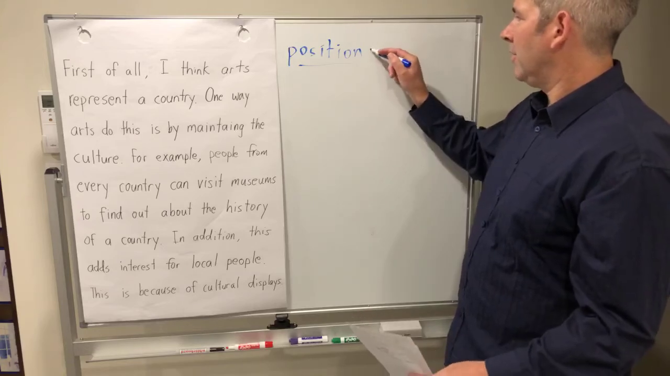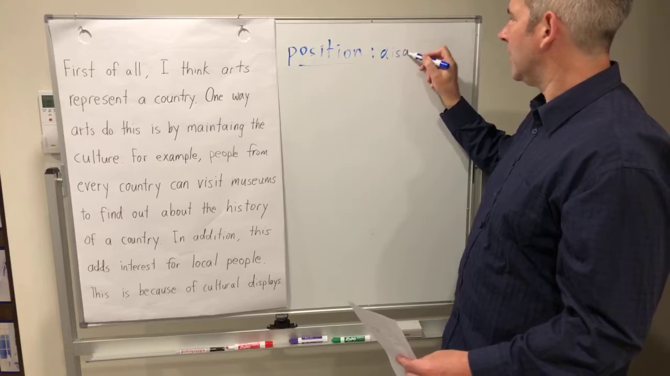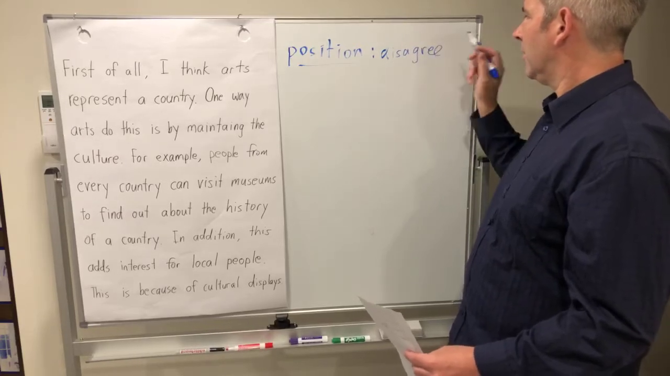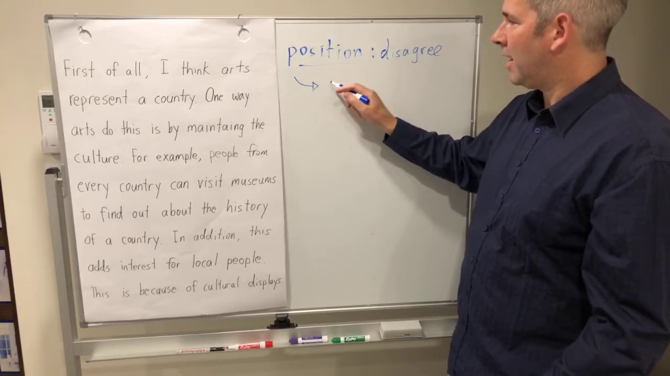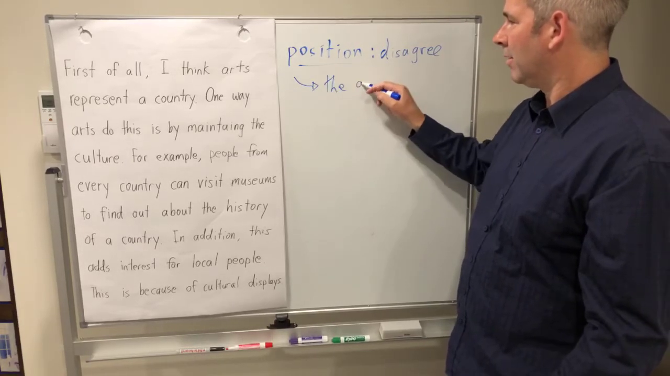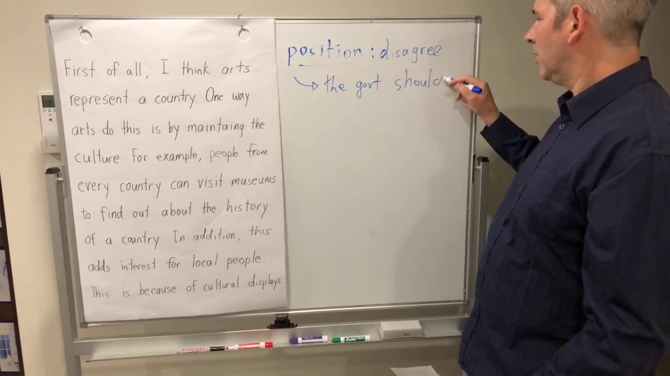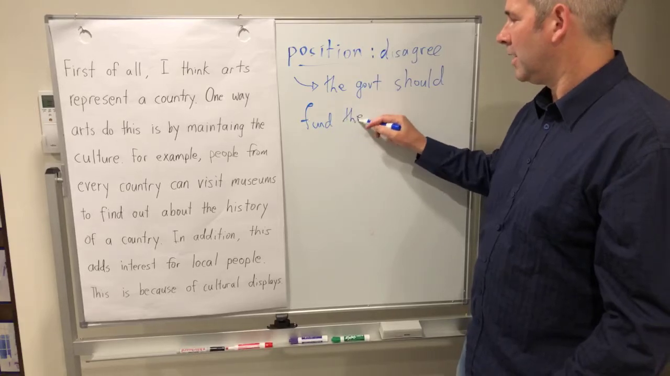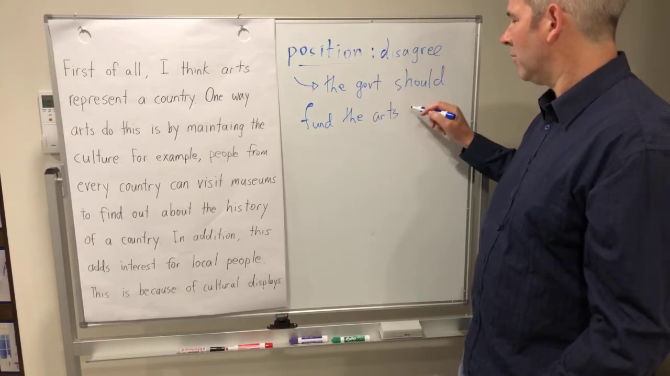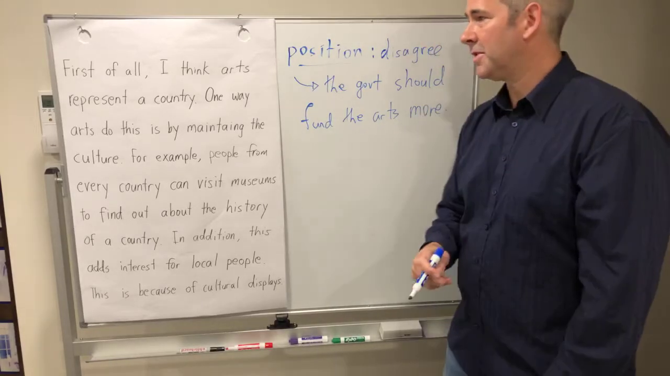Now, if you said disagree, well done. So the student disagrees and they think the government should fund the arts more. Right, so remember, that's the position that the student's taken.